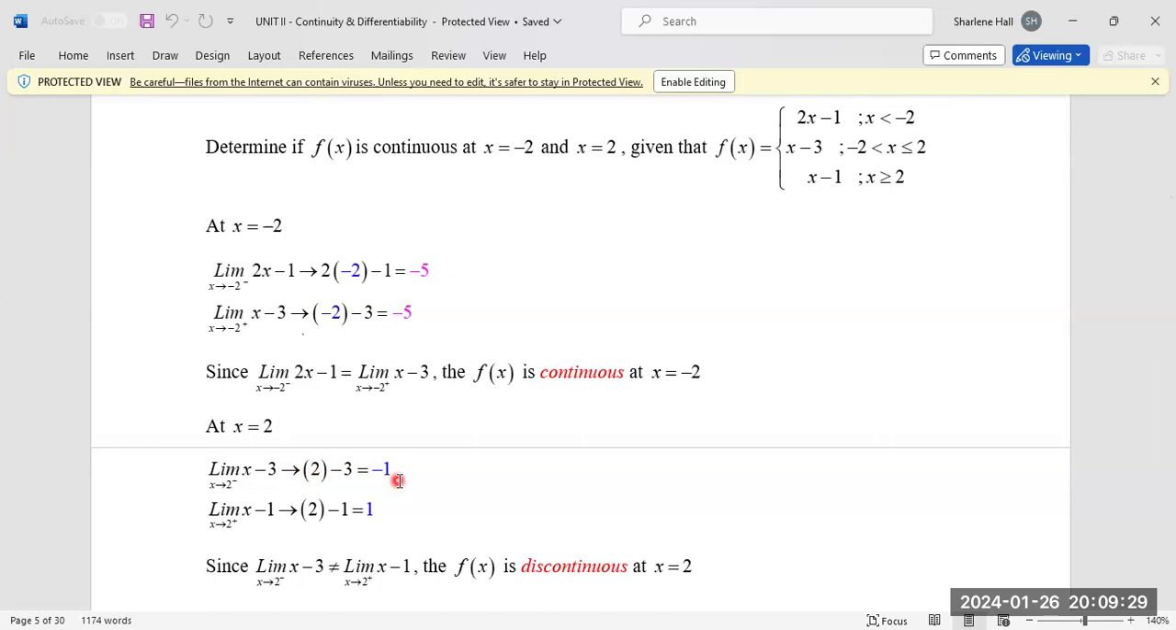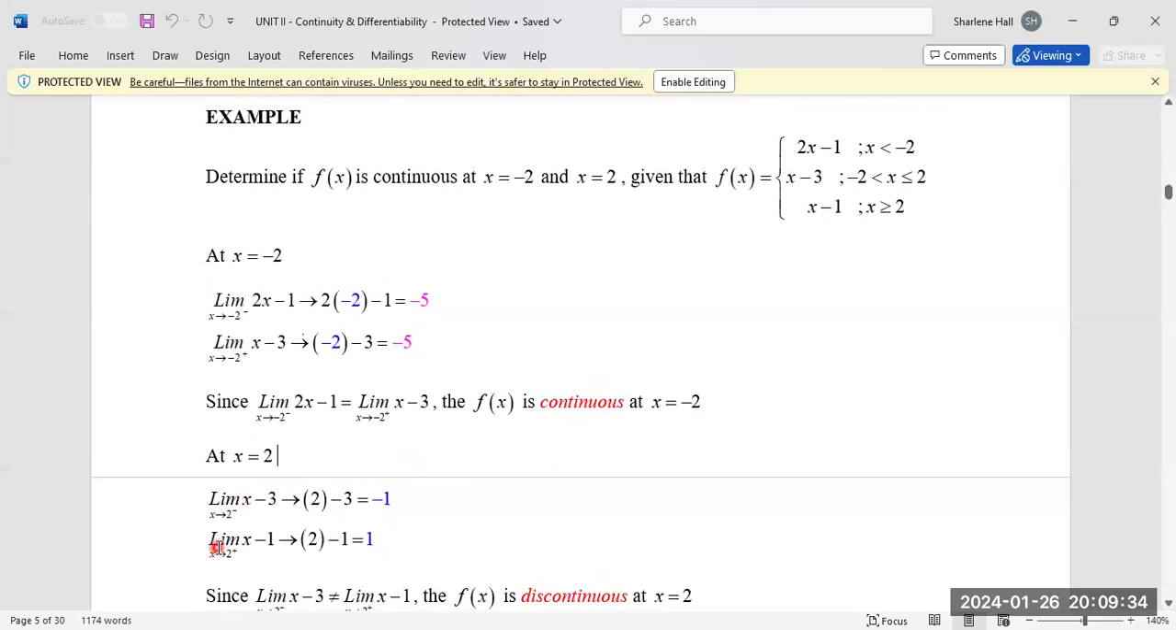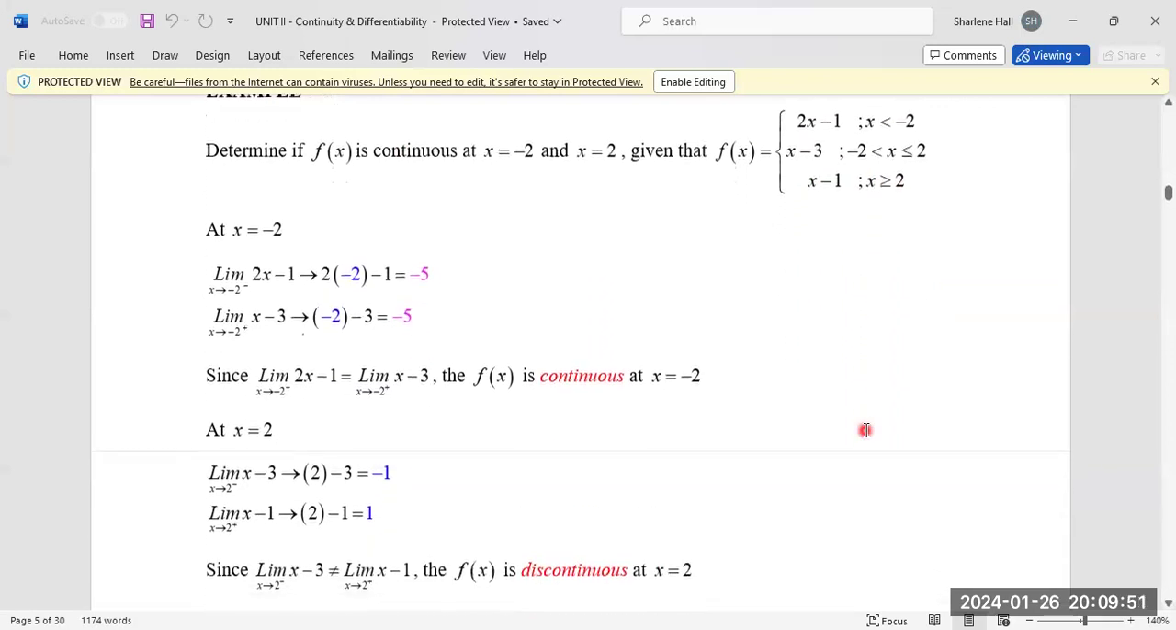Similarly, I'm going to be looking at when x tends to 2, but this time I'm going to be looking to the right. So when I look at the function, I recognize that this is x minus 1 such that x is greater than 2. Once it is greater than, it is going to the right. So therefore, the function x minus 1 corresponds to what I'm talking about right here. So I'm going to have 2 minus 1, which is equal to 1. Negative 1 and positive 1 are not the same things.